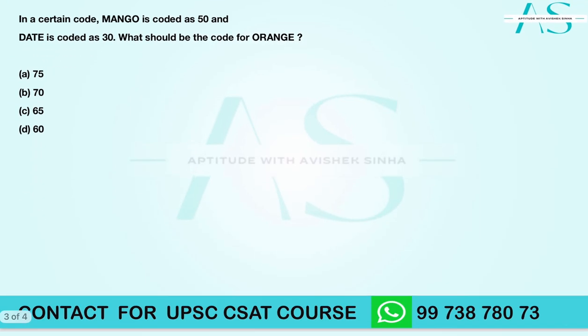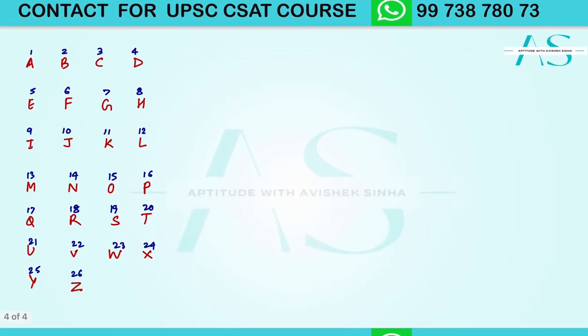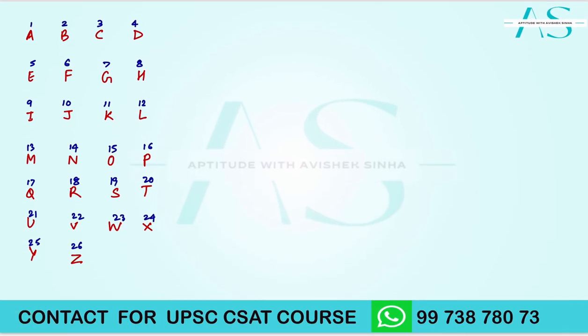Let's do one more. In a certain code, mango is coded as 50. Whenever you have a word which consists of letters and in front of it you have a number, please always start with the actual letter codes. From A to Z in alphabetical order, this is the code of the various letters. A is at first position, so 1, B is at second, so 2, Z is at 26, so 26. Ideally you should memorize this.